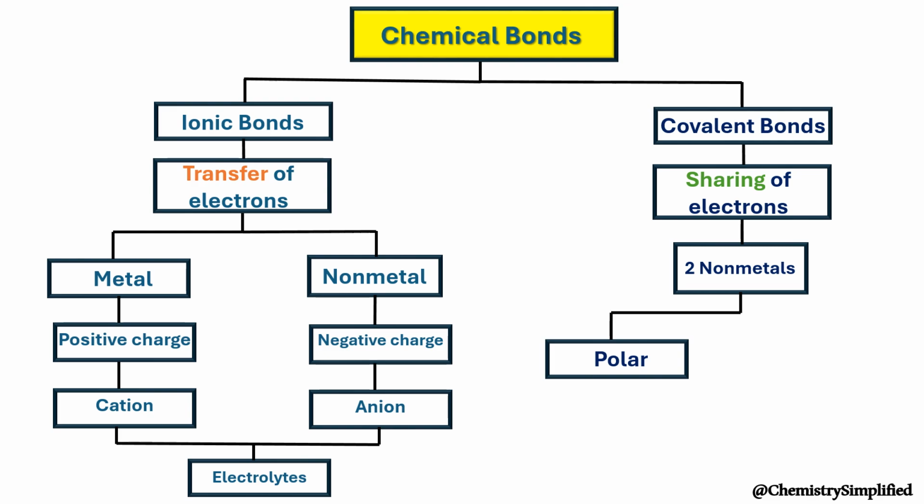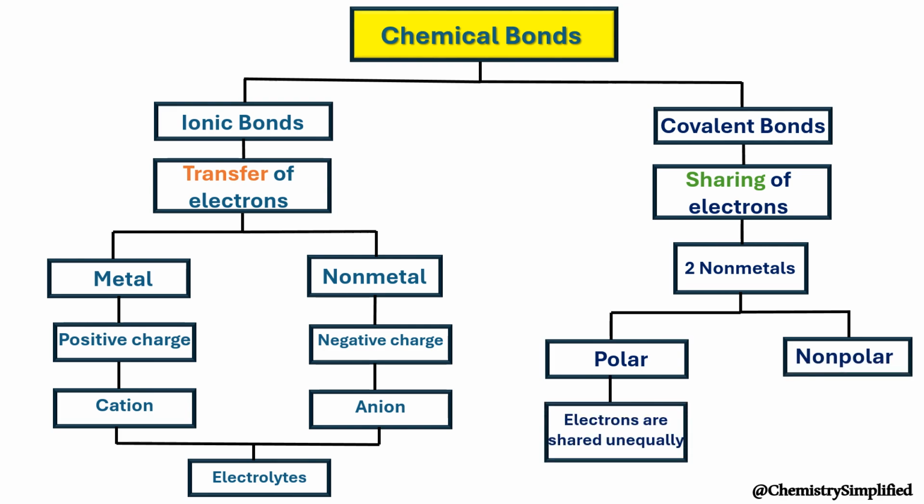Nonmetals can form two types of bonds. They could form polar bonds or nonpolar bonds. In polar bonds, the electrons are shared unequally, meaning that there is a difference between the two atoms involved. One of them is more electronegative than the other one, so it would have a greater pull on the electrons. We will cover electronegativity in a different topic in a future lecture.